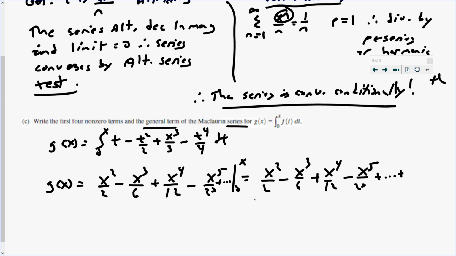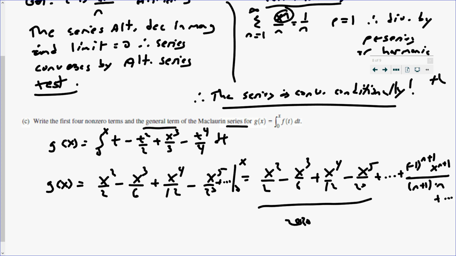Now, again, for 2020, this is where we stop. But in future tests, they will want you to write the series. So we have to get the general term here, and the general term for this one, again, it is alternating. But we want to start off on a positive, so we go n plus 1, and we get x to the n plus 1 over n plus 1 times n. And then you go plus dot dot dot. And that's how we get that one.